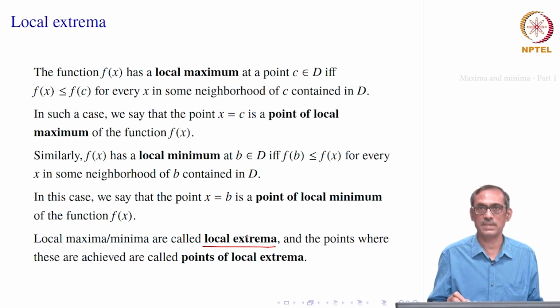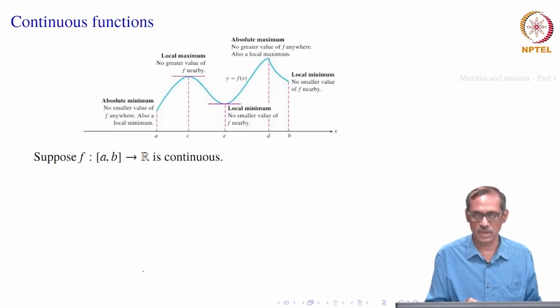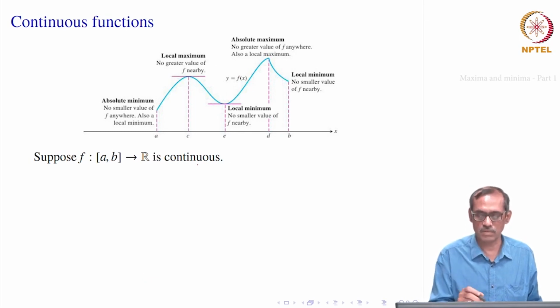So, local extrema means the values of the function which are local maximum or local minimum. Similarly, those points c and b are called points of local extrema. If you draw a graph, it will be easier to see how these notions translate in terms of the graph of the function.